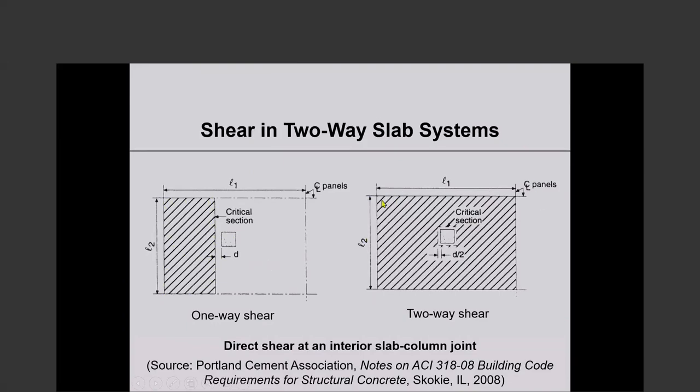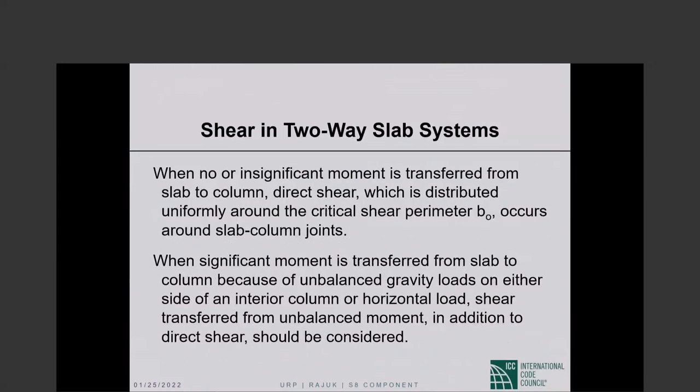Two-way shear is caused by slab load acting on the entire panel, center line of panel to center line of panel, from top to bottom, and from right to left. So the two-way shear is the entire load that sits on the slab panel minus the load that sits inside the critical section. The load inside the critical section is directly on top of the support, so that does not cause any shear. That goes directly into the support.